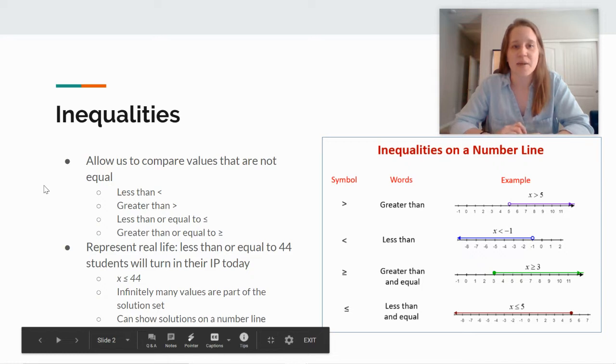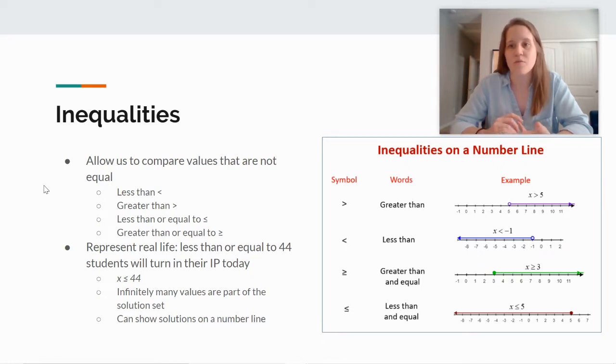Inequalities allow us to compare values that are not equal. So when we write an equation with an equal sign, we're saying that the left side and the right side of the equation are equal, right? Some expression is equal to a value, or maybe x is equal to 7. There's one solution in an equation.